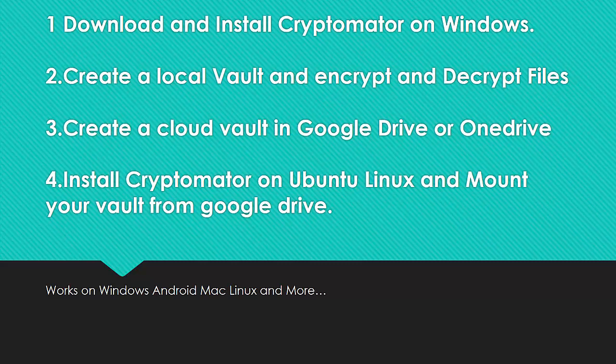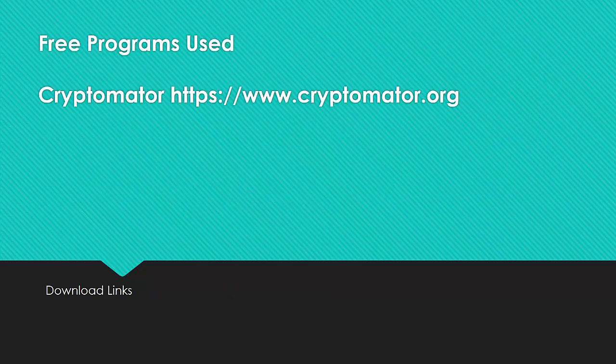Then in the 4th section we'll show you how to install Cryptomator onto your Ubuntu Linux machine, mount your Google Drive and then mount the Cryptomator vault from within your Google Drive and show you how to access your encrypted files and also select a custom mount point.